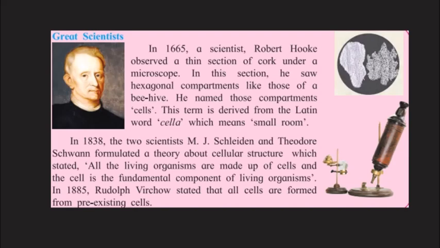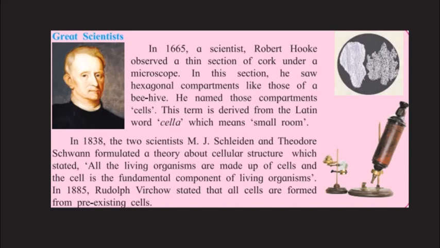Now, there are a few scientists who were involved in the discovery of the cell. The first scientist was Robert Hooke. Robert Hooke actually discovered cells first. He observed a beehive under the microscope and he found what? There are hexagonal compartments, just as in a beehive. There were small compartments all attached together. These compartments were called small rooms, and in Latin they were called cella.